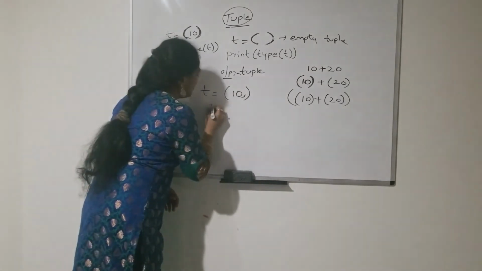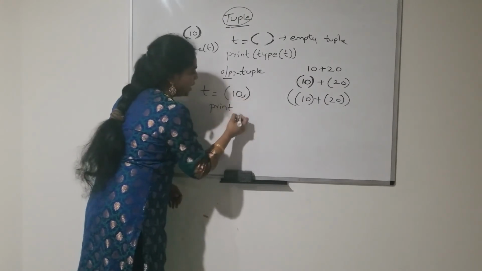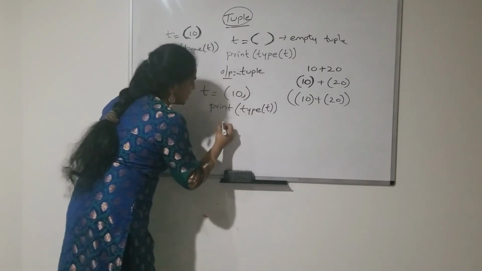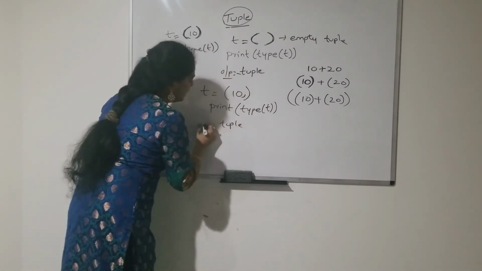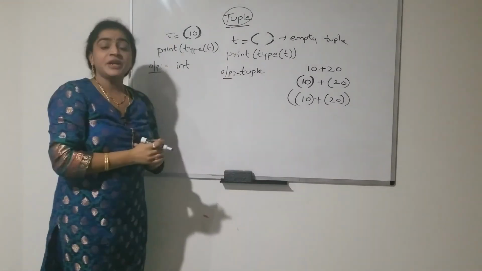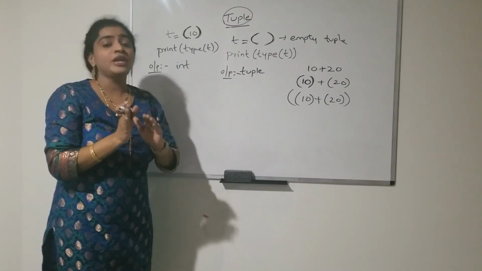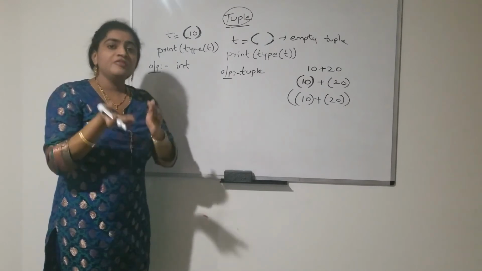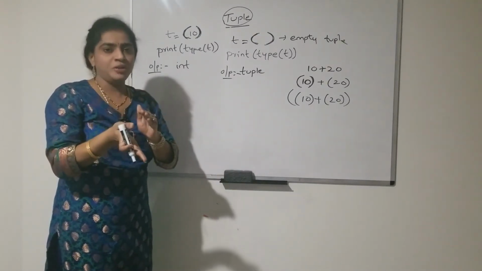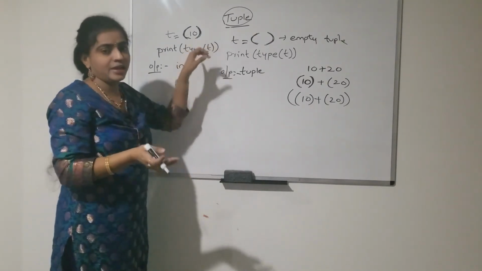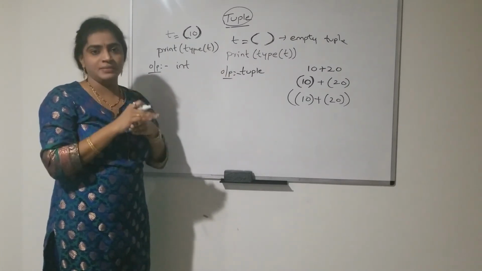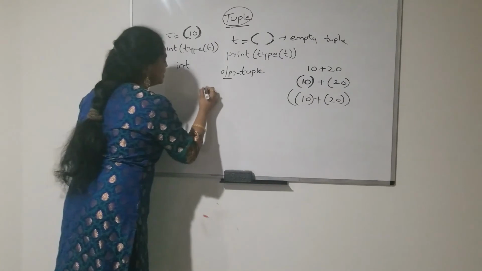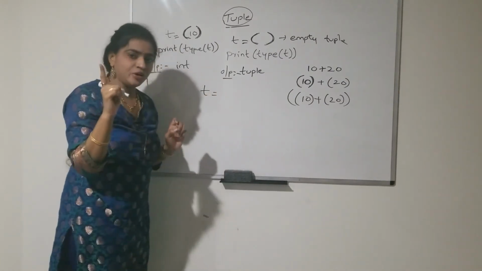So here, if you give the notation like this and print the type of t, then the Python virtual machine will consider it as a tuple data type, and the output will be tuple. Without the comma, it is considered an integer data type, not a tuple data type. Got it? If you want to tell the Python virtual machine that it is not an integer, I am going to consider it as a tuple, then there is one notation you have to follow. This is only for a single element of a tuple.